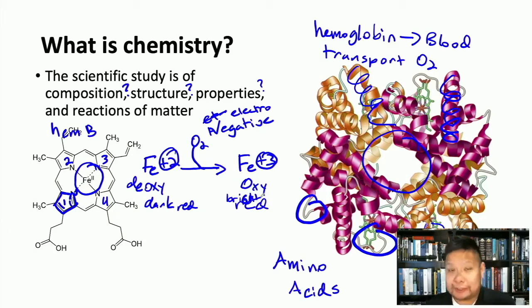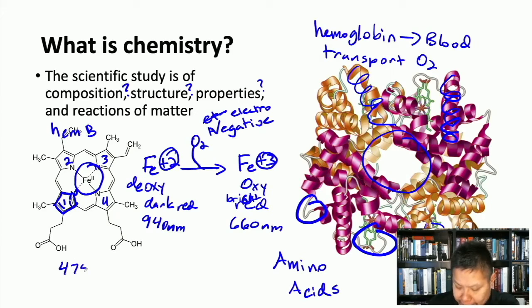These correspond to wavelengths of light in the visual spectrum, and the dark red is 940 nanometers, and the bright red is 660 nanometers. Interestingly, I was talking to you about luciferase and luciferin earlier. When luciferin turns that bright blue color I was talking about, it's 475 nanometers. Very bright blue, right?